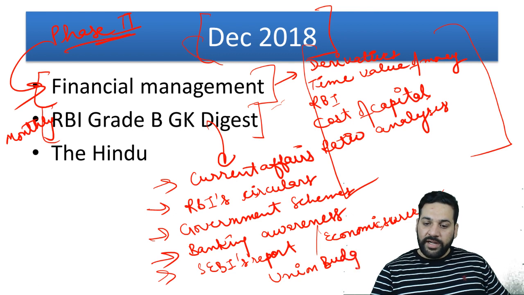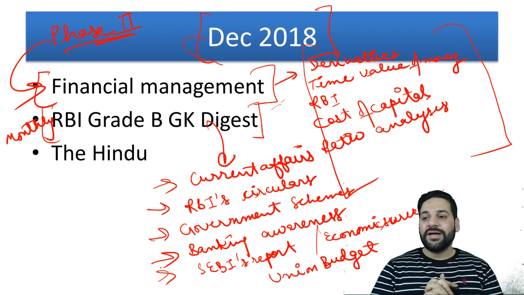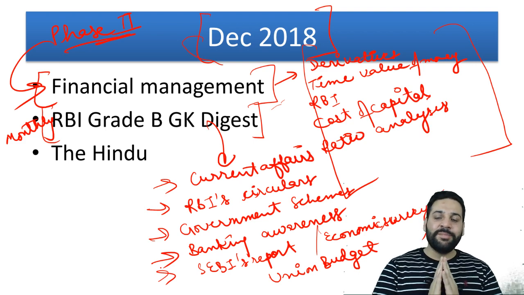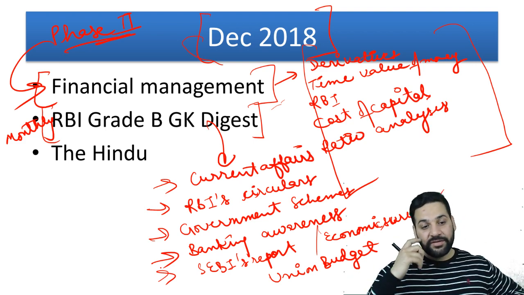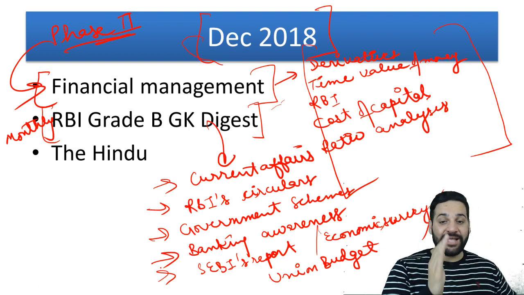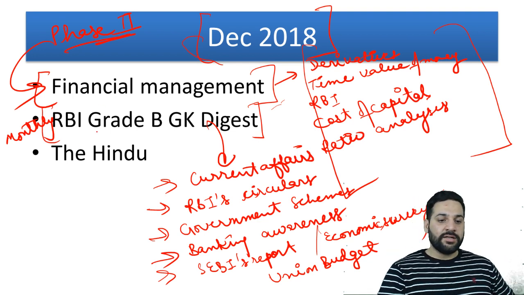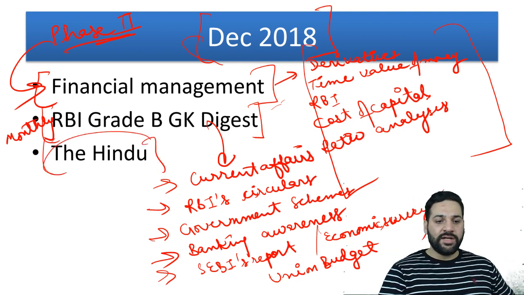We are going to add up the analysis in this RBI Grade B GK data. It is the collection of the study material that we provide to our students, important for the ESI section as well as the general awareness section, as well as for the FM paper. Then for the third part, the Hindu is really important.